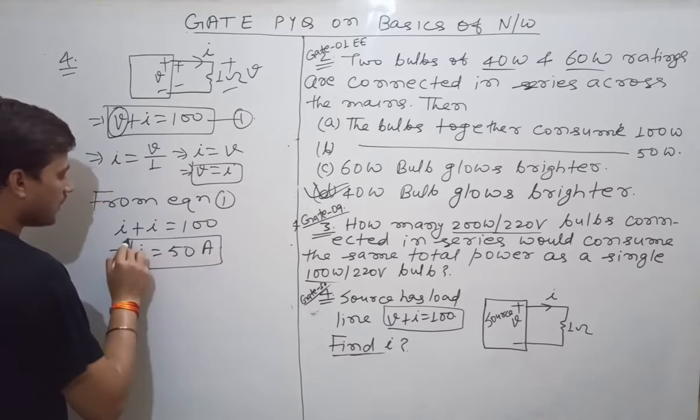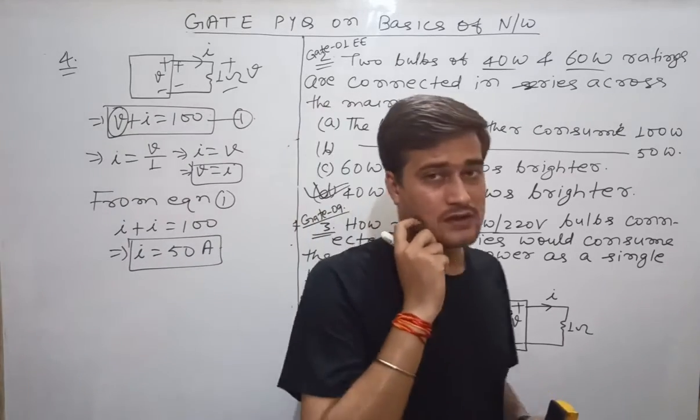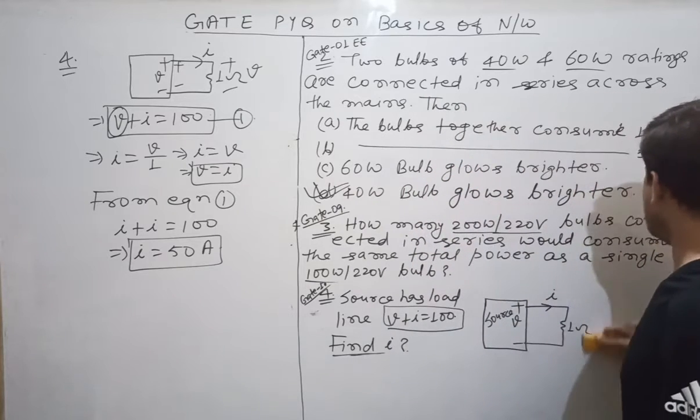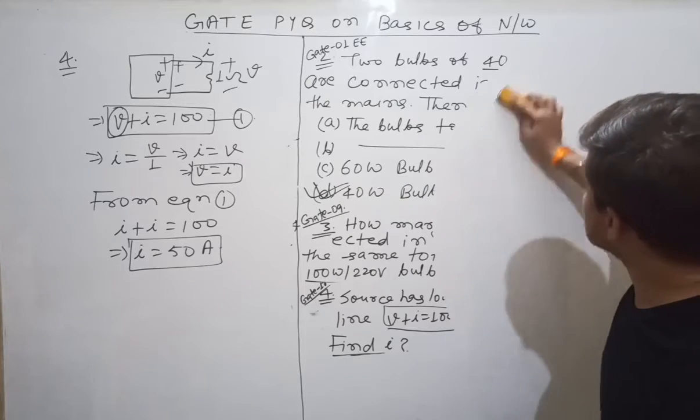So you can see how easily you answered the fourth question. The current will be 50 ampere. Next, come to the fifth question.